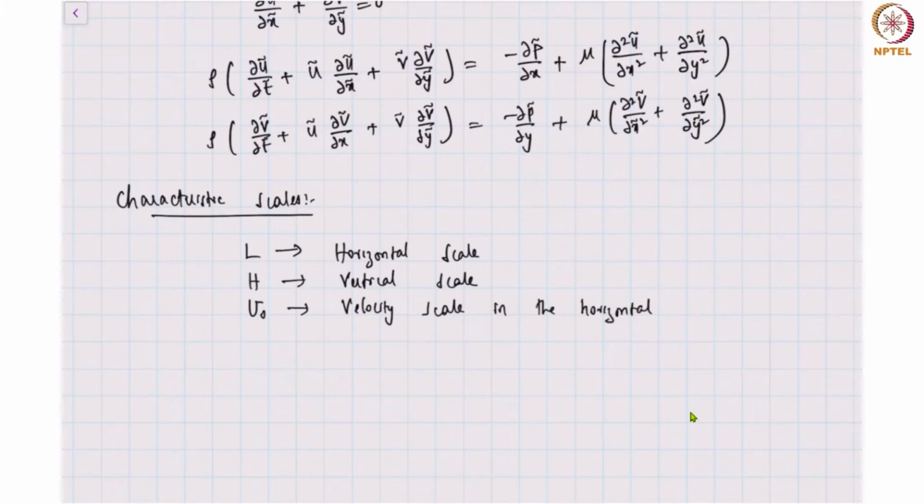Horizontal. We'll say V naught is the vertical velocity scale in the vertical. And since pressure is one of the most important quantities in lubrication problems, and we don't know what the value of it is, we will call it PC, which is the pressure scale, the characteristic scale for pressure.